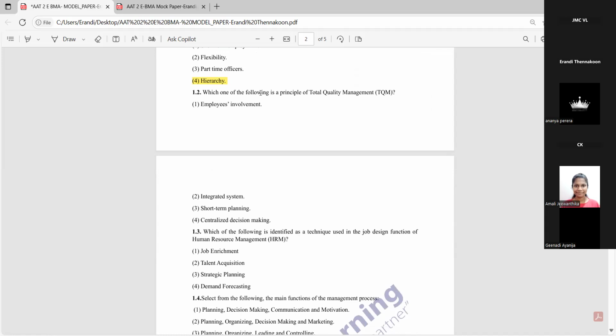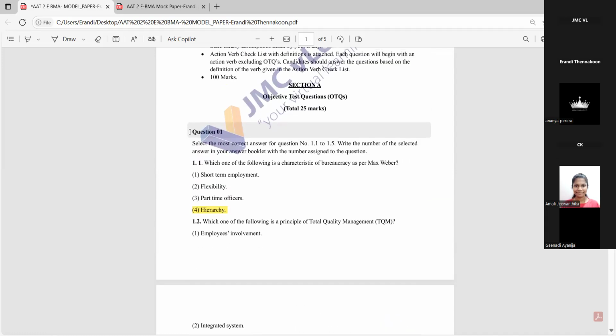Okay. And then 1.2, so you have to mark question 1 on your answer script, and then you put 1.1, and then you can write the answer. Right? And then you can write 1.2.